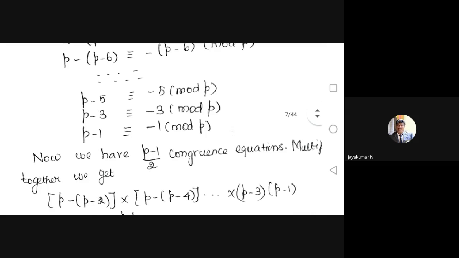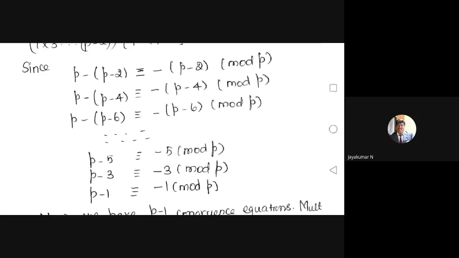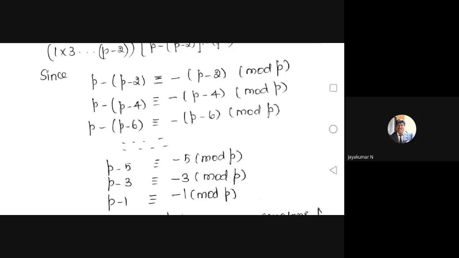So now, which will be multiplied together. P minus of P minus 2 into P minus of P minus 4 up to P minus 1. Correspondingly, the right hand side is multiplied, so you can get so many minus signs. So the number of minus 1 is P minus 1 by 2 times.